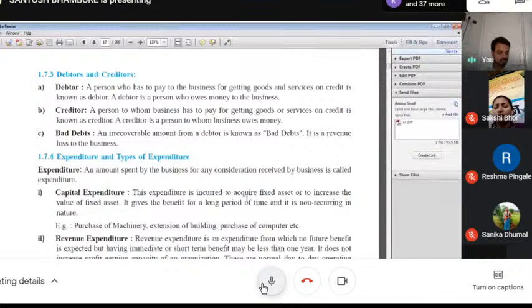Entry means recording of business transactions. Goods refers to commodities, articles, or things in which a trader trades. Capital means amount invested by the owner in the business. And drawing means anything withdrawn by the owner for personal use from the business.